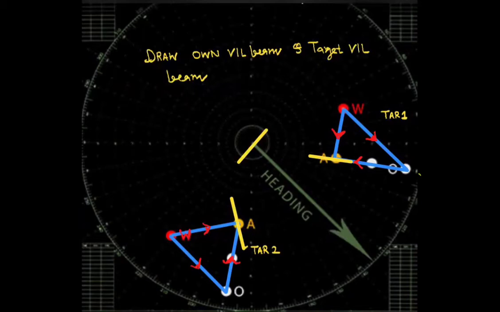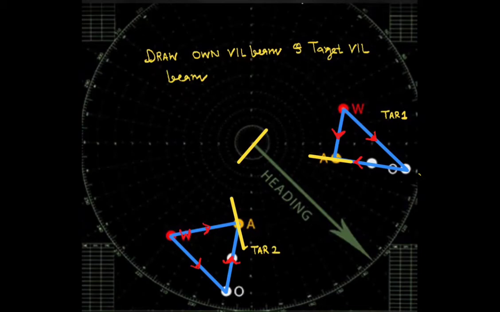Now, draw own vessel beam and target vessel beam. So what I have done over here is, for target 1 and target 2, after completing the plot, I have drawn the beam in a yellow color. Obviously I'm at the center, so I have drawn my beam at the center. And you know that beam is, whatever course you're doing, 90 degrees on either side, you can draw your beam easily.